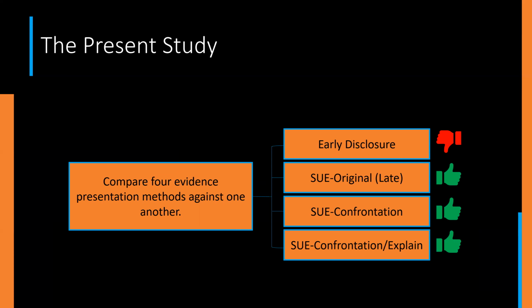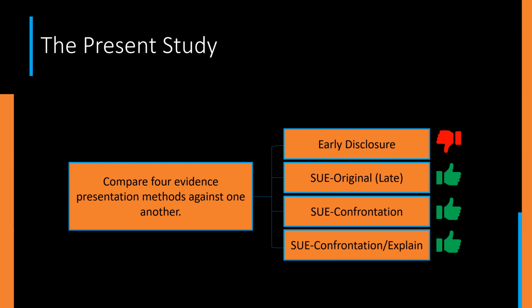So let me briefly tell you about each of these SU variations. SU original, or late disclosure, is where the interrogator presents all of the evidence at the end of the interrogation after they've asked the interviewee questions and had the interviewee give a free recall. And all the evidence gets presented at the end of the interrogation in bulk.